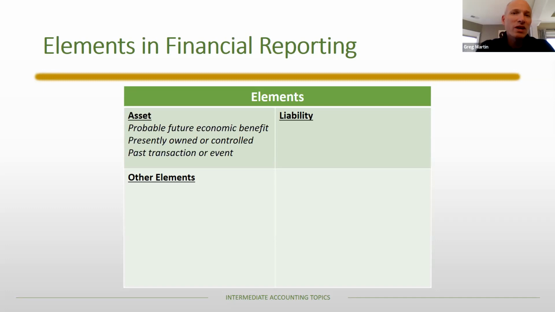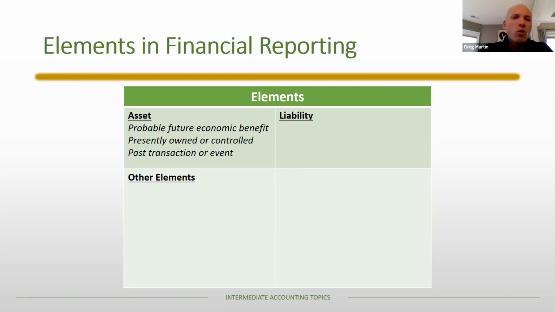So as an example, let's say I have an account receivable. That receivable has a probable future economic benefit because I'm going to be able to collect on that receivable. Presently owned or controlled, well, it's my receivable. I can do with it what I want. And the past transaction or event is that I likely had some sort of sale that generated that receivable. And so then you have an asset.